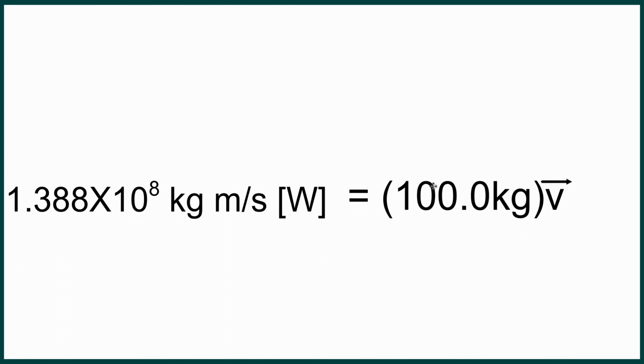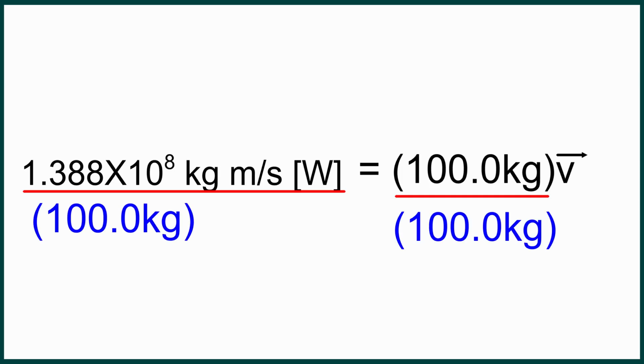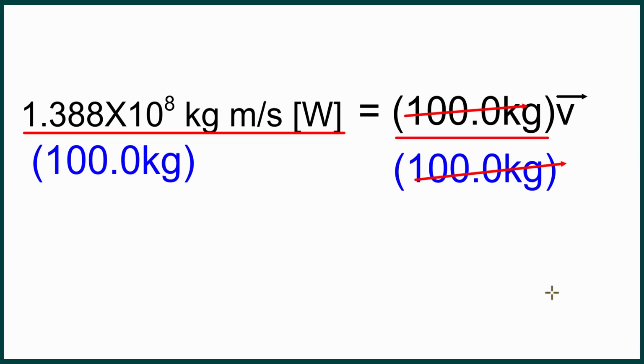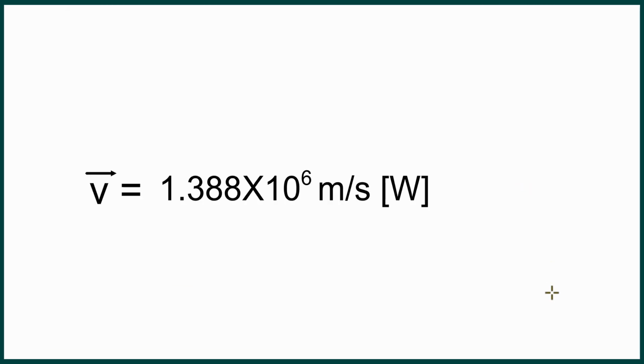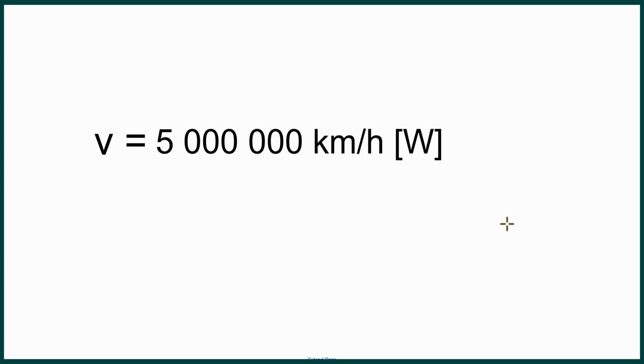So we had our 1.388 times 10 to the 8th kilogram meters per second west. He has a mass of 100 kilograms, times his velocity. We're going to divide both sides by 100 to cancel out. So now we're going to get 1.388 times 10 to the 8th kilogram meters per second west divided by 100 kilograms, which means he'd be traveling at a speed of 1.388 times 10 to the 6th meters per second, or 5 million kilometers per hour in a westerly direction.